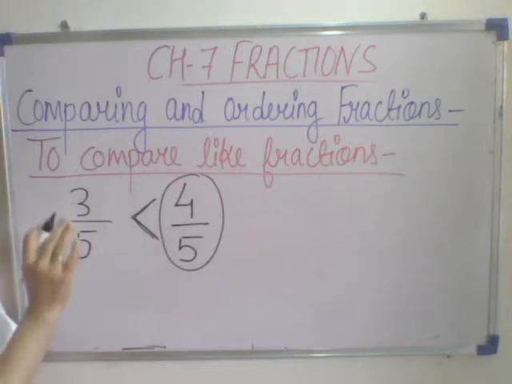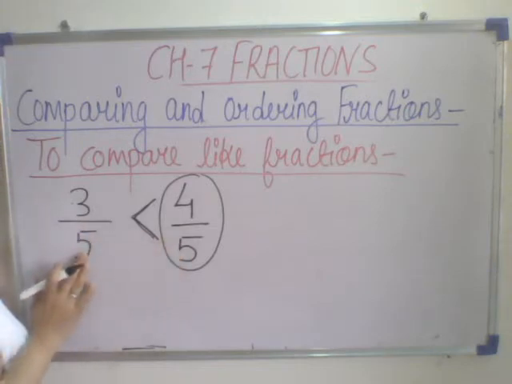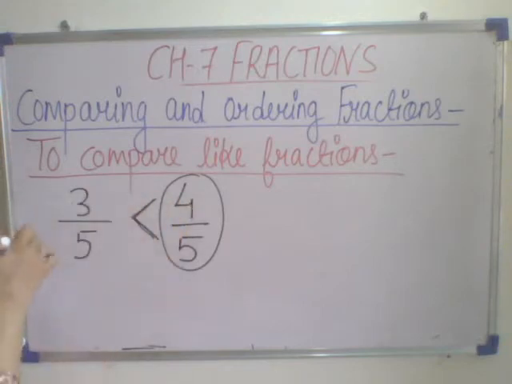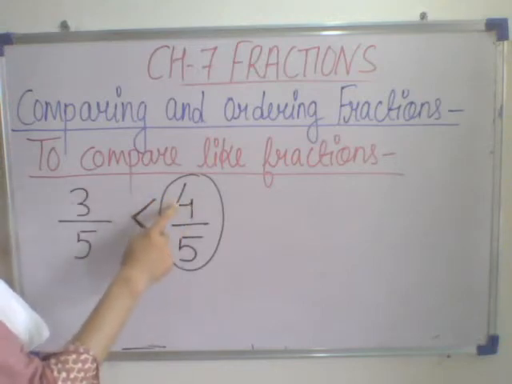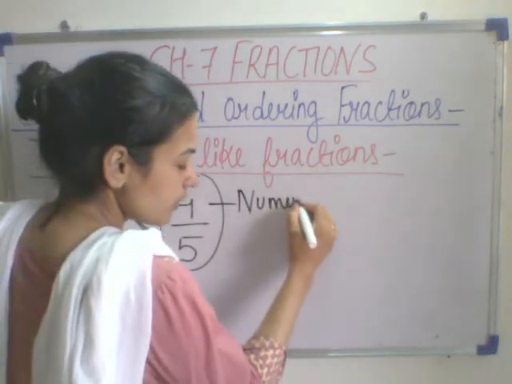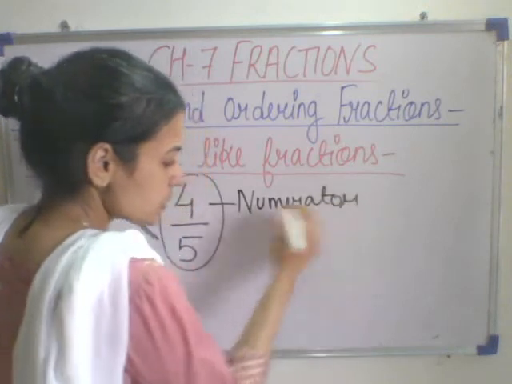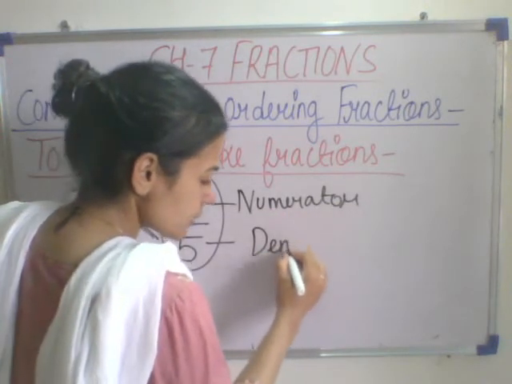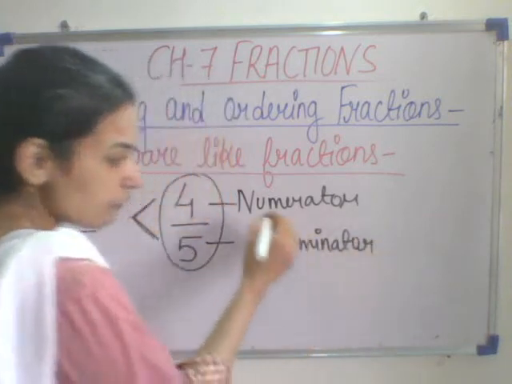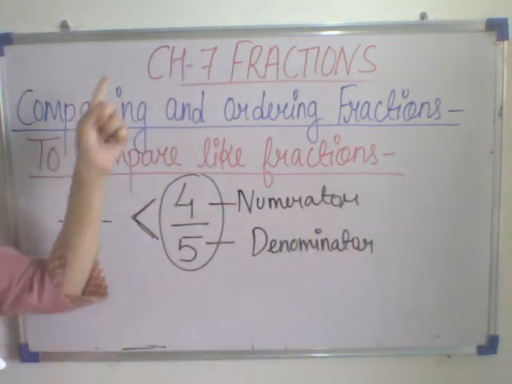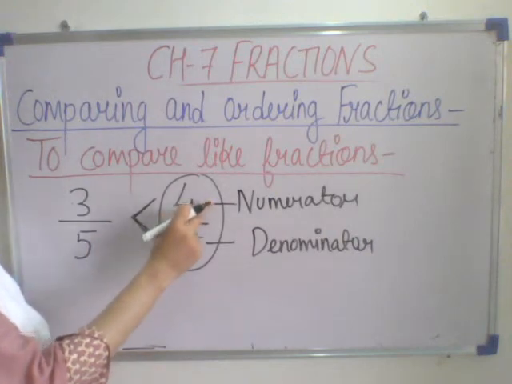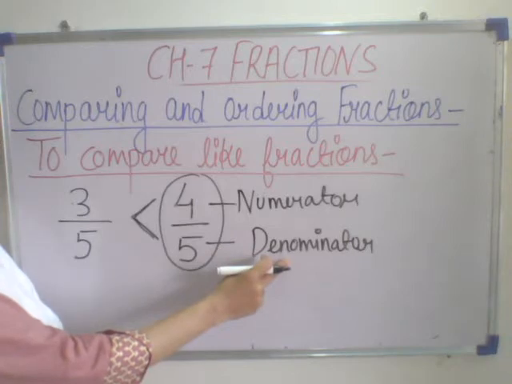For fractions which have the same denominator, what do you have to see? You have to see the numerator. Here the numerator is 3, here the numerator is 4. I hope the terms numerator and denominator are clear to you. This is called the numerator and this one is called the denominator. I told you this in the first class of fractions, if you can recall it.